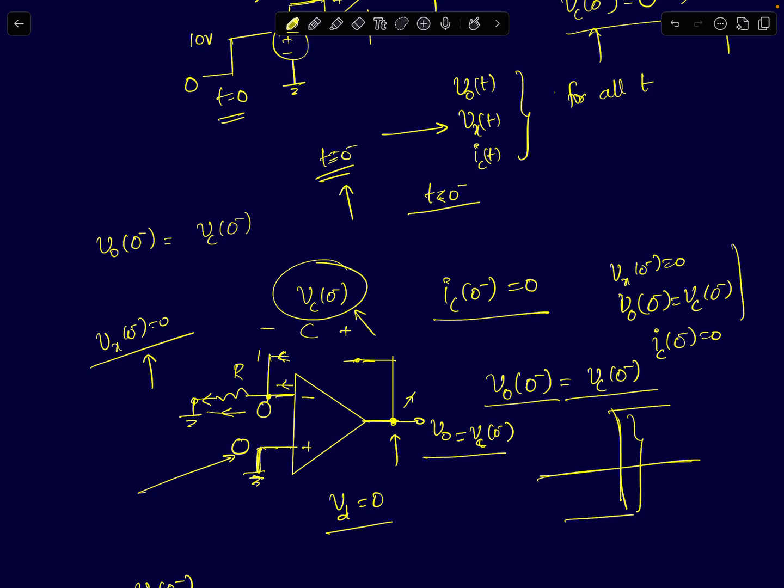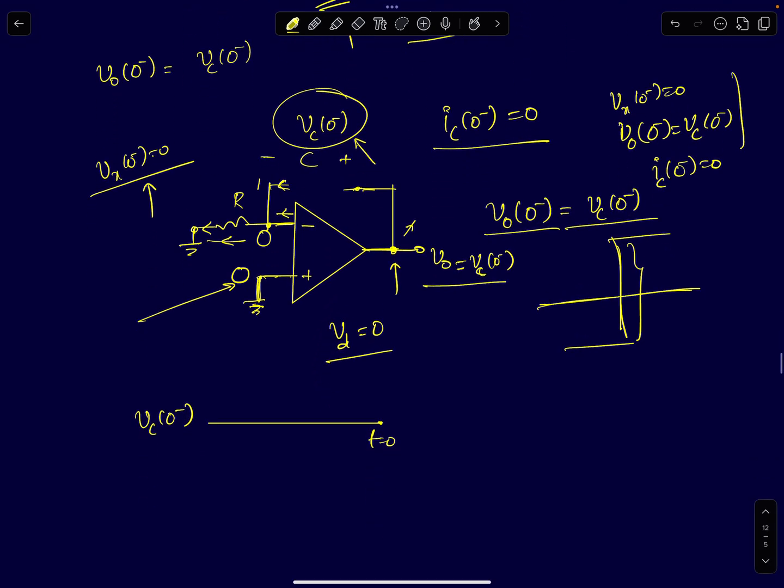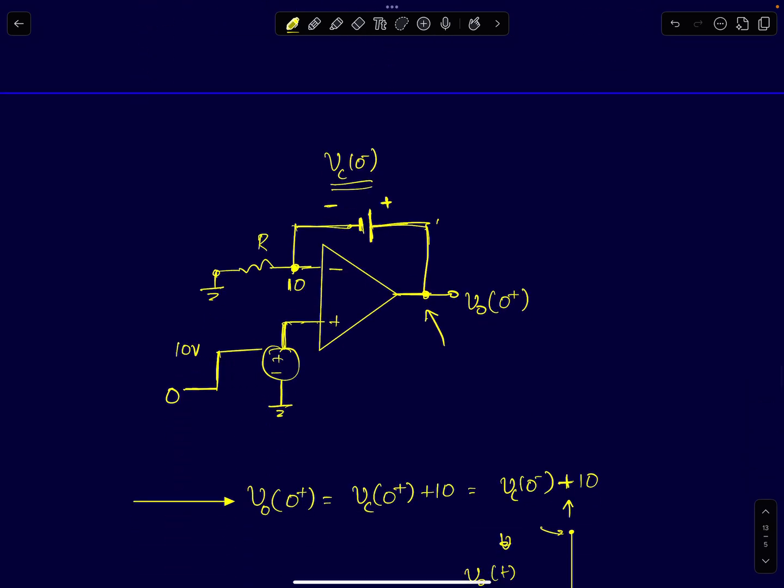Now we'll analyze the case when the step arrives at t equal to 0. When the step arrives, it's a sudden transient event to the circuit. Anytime a sudden input is applied to an op amp circuit, you should expect some sudden changes in the circuit. The moment a capacitor detects sudden changes anywhere in the circuit, the voltage across the capacitor cannot change instantaneously, which means it's going to act like a fixed DC voltage source.